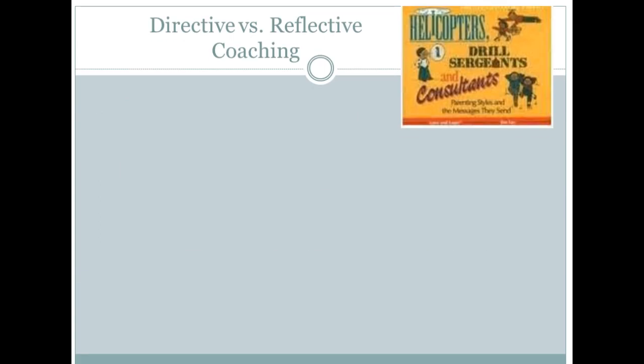So I did want to take a few minutes to talk about directive and reflective coaching. And I don't know if you're familiar with the work by Jim Fay on Love and Logic, but I did a lot of reading on Love and Logic last summer in order to prepare some parenting workshops, and he outlines different types of parents. So you have your helicopter parents, you have your drill sergeant parents, and then you have your consultant parents. And this is, I thought, a good analogy for the different types of coaching.